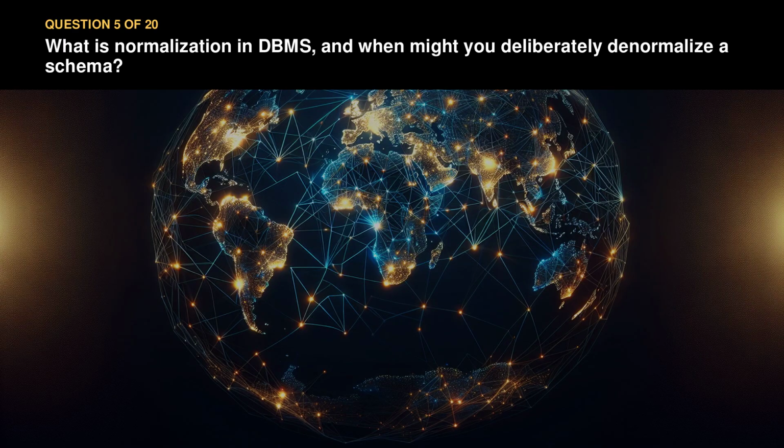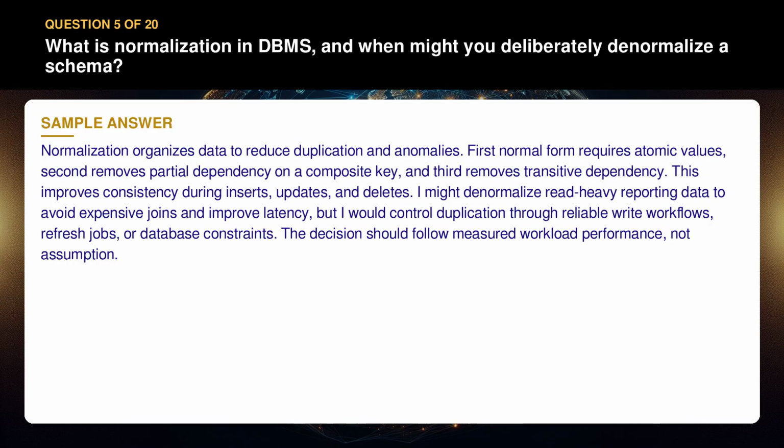Question 5. What is normalization in DBMS, and when might you deliberately denormalize a schema? Normalization organizes data to reduce duplication and anomalies. First normal form requires atomic values, second removes partial dependency on a composite key, and third removes transitive dependency. This improves consistency during inserts, updates, and deletes.